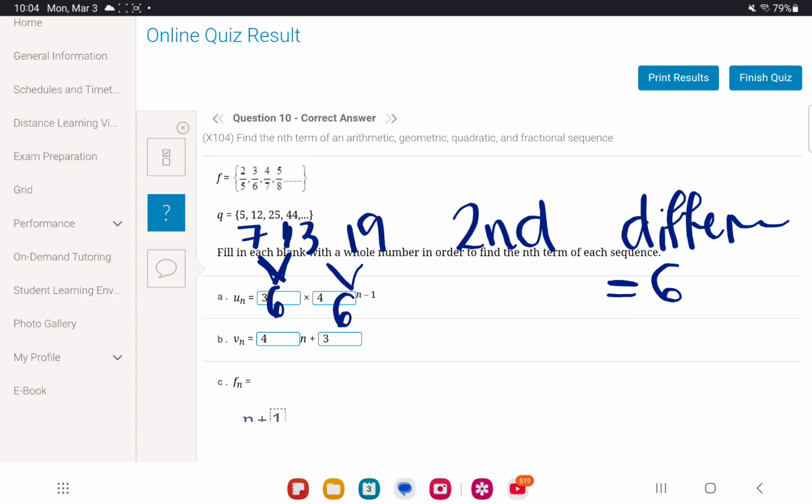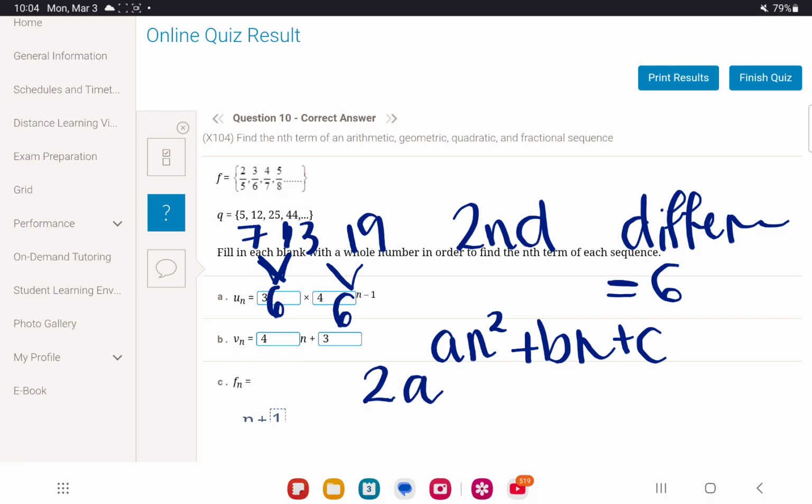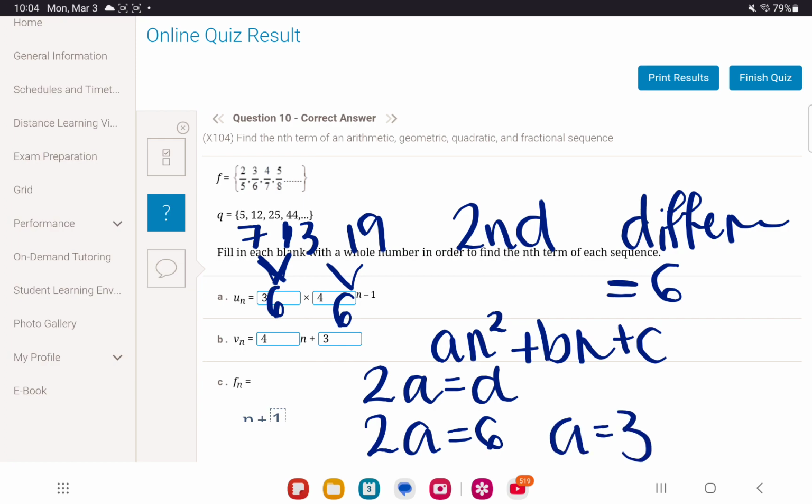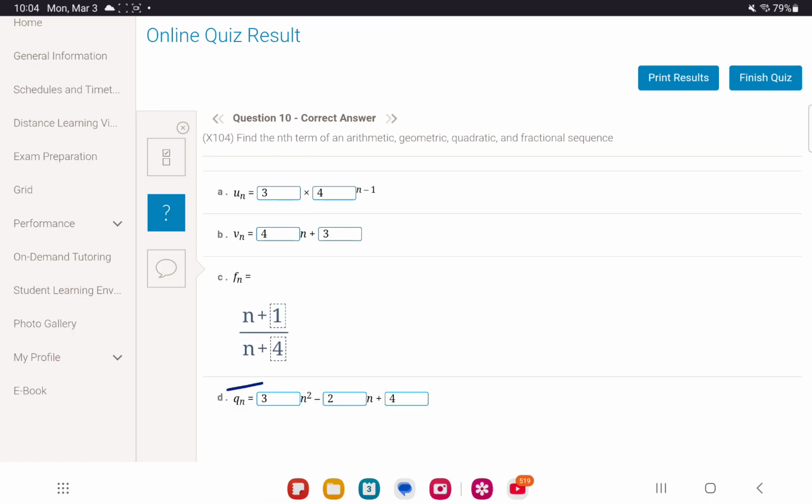The nth term is a n squared plus b n plus c. So to find a, we do 2a equals d. Let's fill it in. 2a equals 6 because we found our difference as 6. So a equals 3. So this here is 3. And here we fill it in.